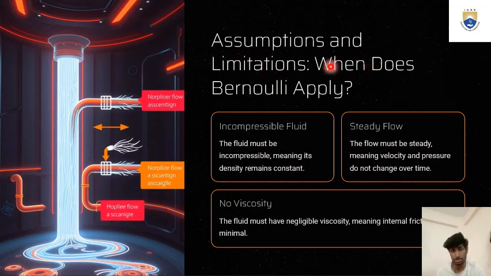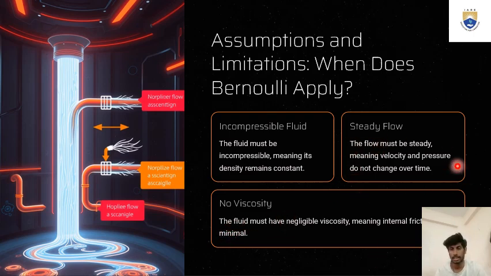So let's talk about the assumptions and limitations, and where specifically it needs to be applied, the rules that are in place. First, incompressible fluids: the fluid must be incompressible, meaning the density remains constant. The linear density, the density along one unit square, cannot be decreased or increased. It needs to be fixed about a point. Second, steady fluid flow: flow must be steady, meaning the velocity and pressure do not change over time. It needs to be constant throughout.